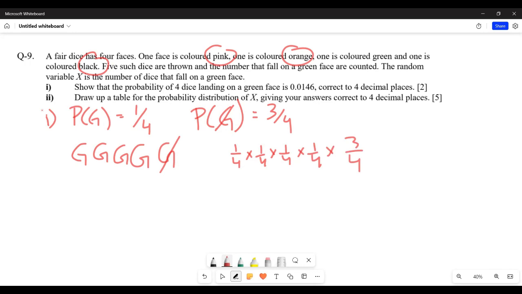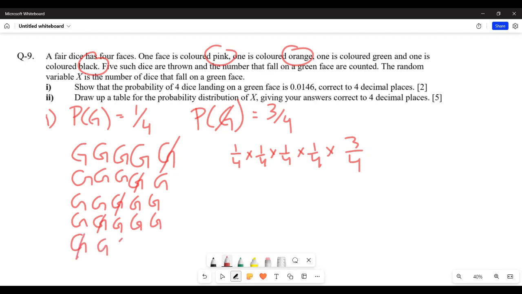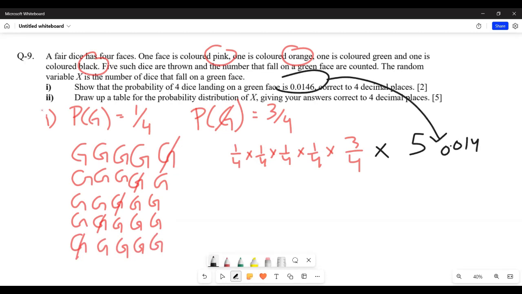However, there are four more cases as well where four of the dice would be green and one of the dice would not be green. So that is green, green, green, not green, green, and similarly green, green, not green, green, green, green, not green, green, green, green, and not green, green, green, green, green. So what you do, you multiply this with 5. And that should give that result. 0.0146. Let me just confirm. Yes, that is correct. It does give the result.